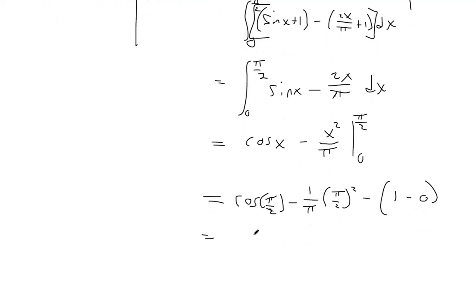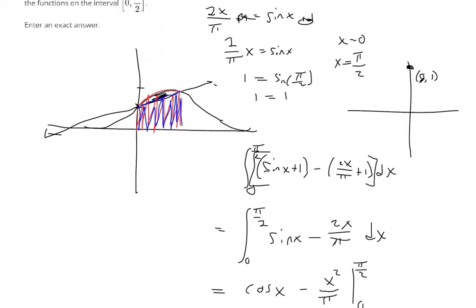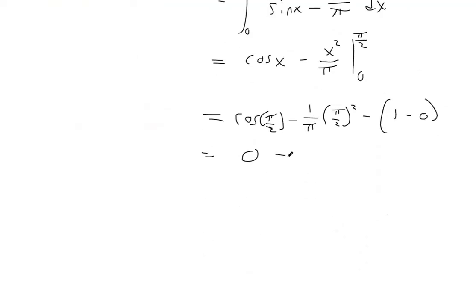So cosine pi over 2 is 0 by the same logic up here. Cosine is the x coordinate. Pi over 2 is a 90-degree angle. And then over here, pi squared divided by pi makes pi. And I got 2 squared makes 4. And then subtracting 1.